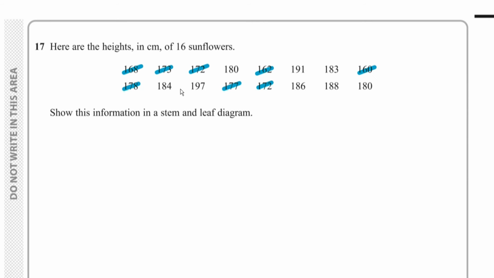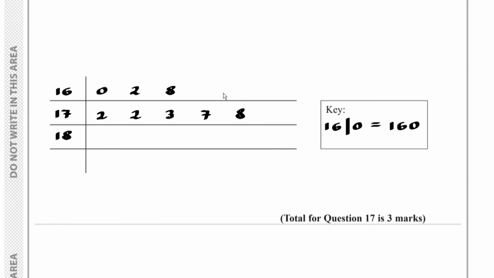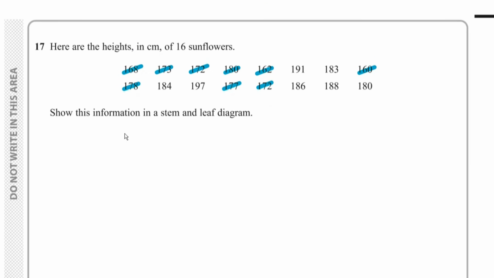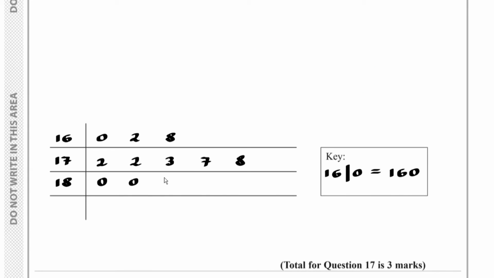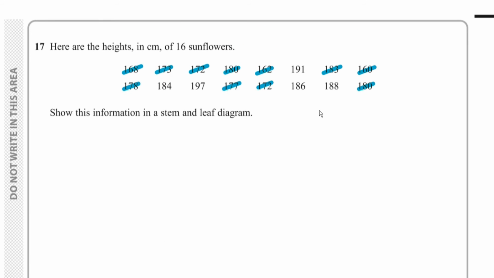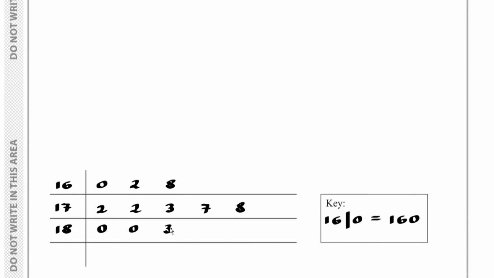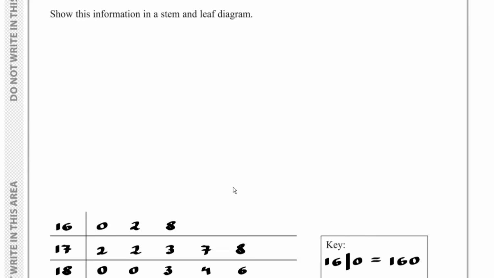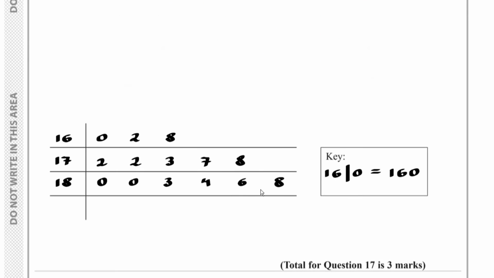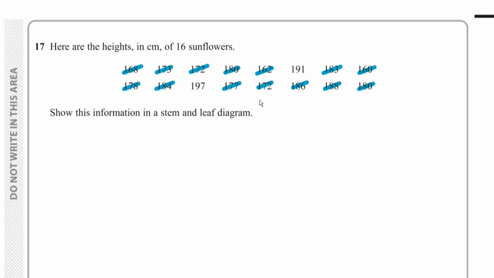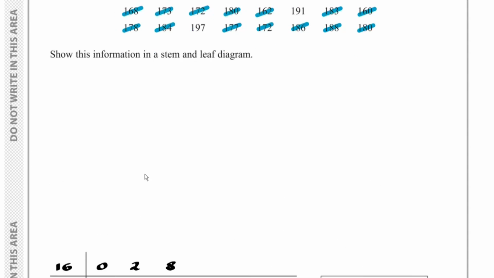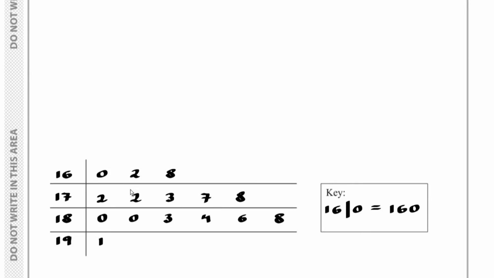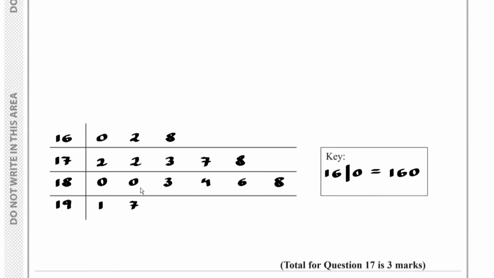the 180s, so we've got 180, put a 0 here. Another 180, so put another 0 here. Put an 183, 3 goes here. Then 184, so 4 goes here. 186, so 6 goes here. 188, 8 goes there. Then I've got the 190s, so I've got 191, and then I've got 197. Here is the completed stem and leaf diagram.